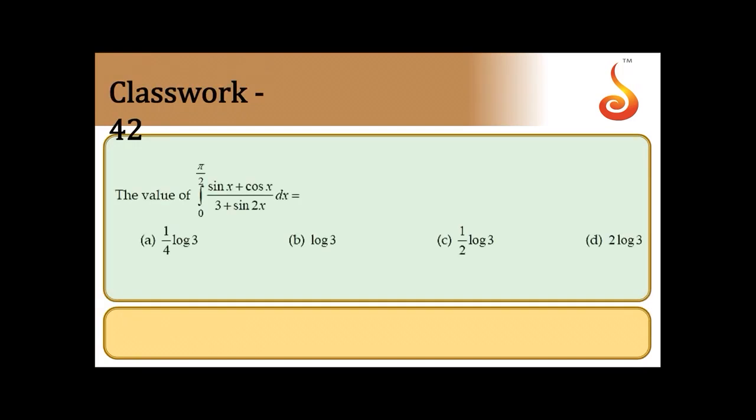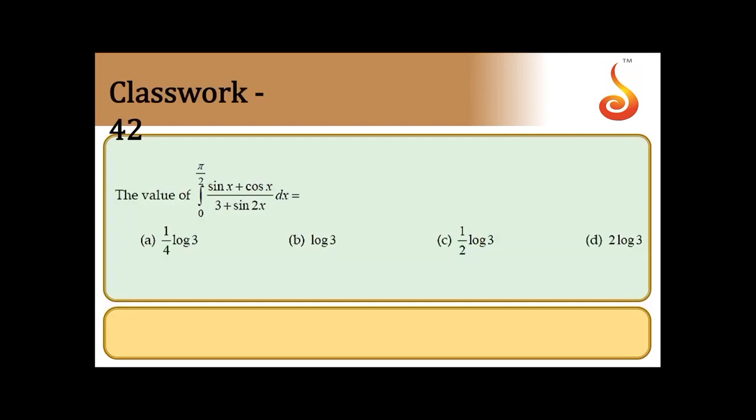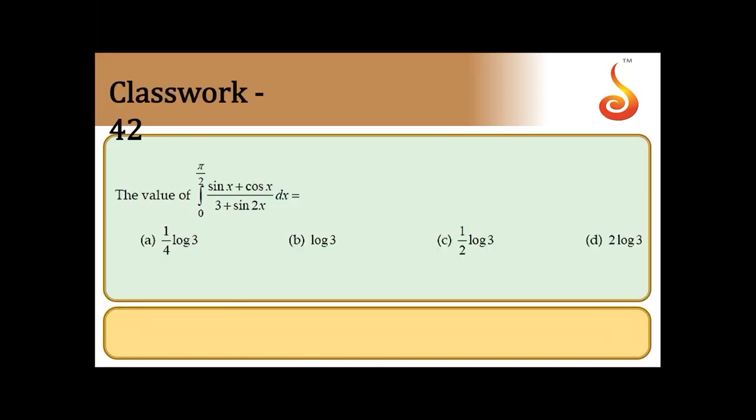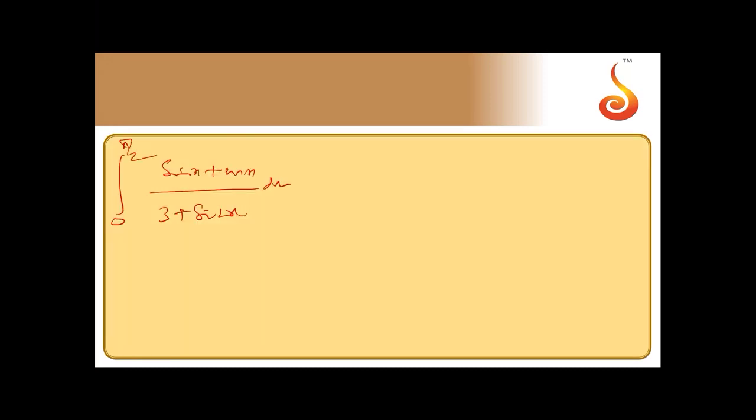Coming here, 42. Integral 0 to pi by 2, sin x plus cos x by 3 plus sin 2x. Sin x plus cos x divided by 3 plus sin 2x, and integration 0 to pi by 2 dx. So, why can't you simplify this one? You know, sin x plus cos x could be written as, integration 0 to pi by 2, and this is actually the derivative of sin x minus cos x. Derivative of sin x minus cos x divided by, and the square of this one is 1 minus sin 2x.